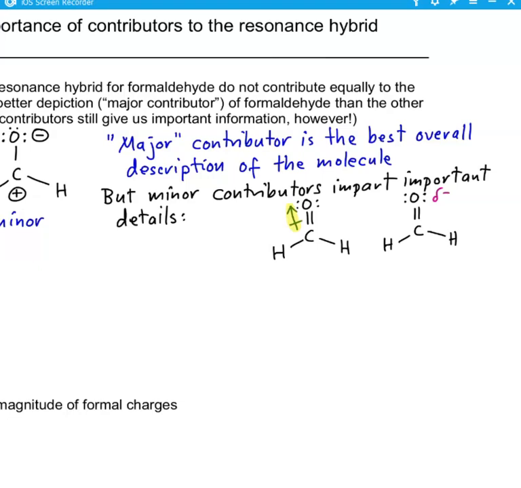Similarly, the carbon is having electron density pulled away from it, so that's leaving it with a slight partial positive charge. So delta plus and delta minus are the symbols we use for partial positive and negative charges.